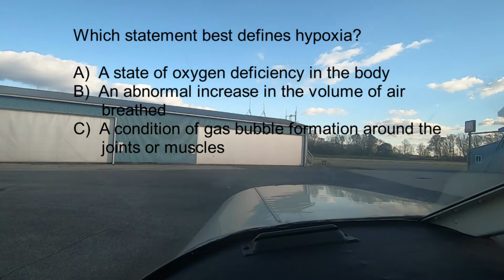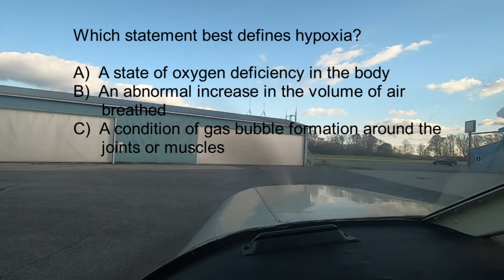Which statement best defines hypoxia? A, a state of oxygen deficiency in the blood. B, an abnormal increase in the volume of air breathed. Or C, a condition of gas bubble formation around the joints or muscles.